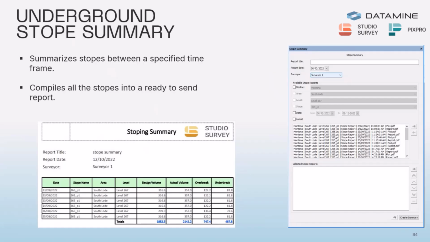So the underground stope summary, much like our other reporting, summarizes via a date range. So we just put in a date range, whether that's a month, a quarter, yearly. It'll summarize all of the stopes. That can also be filtered by level, and any other filters that you can find up there, whether you have multiple mining areas and you just want to isolate that. Then that'll summarize all of that with your plots and everything from each stope that has been mined in that area.